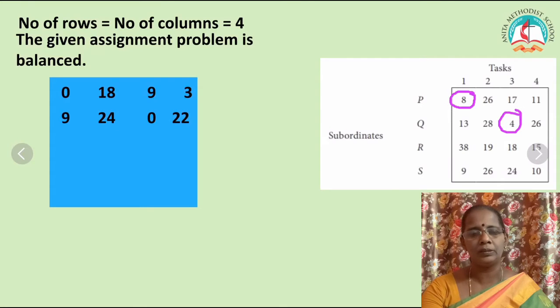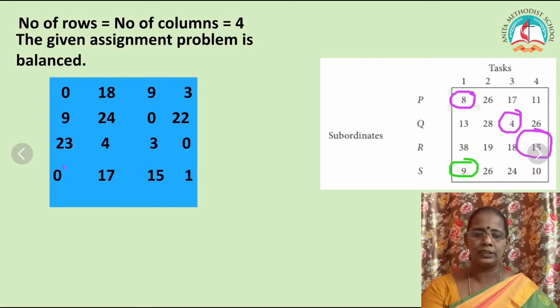Third row, what is the minimum number? You have 15. So if you subtract 15, what will happen? 38 minus 15 is 23. 19 minus 15 is 4. 18 minus 15 is 3. 15 minus 15 is equal to 0. Go to the next row. The smallest number there is 9. So 9 minus 9 is 0. 26 minus 9 is 17. 24 minus 9 is 15. 10 minus 9 is equal to 1.